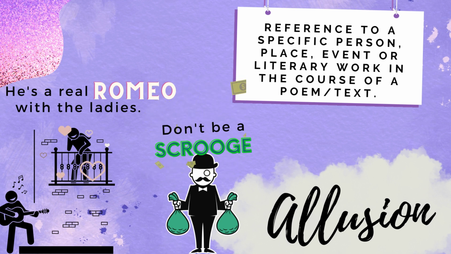Allusion relies on the reader's familiarity with the famous reference. In the example, "He's a real Romeo with the ladies," the author is relying on the audience's knowledge of who the original Romeo is.